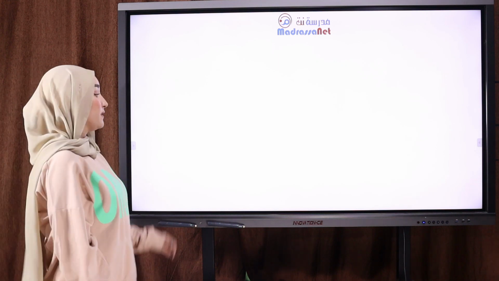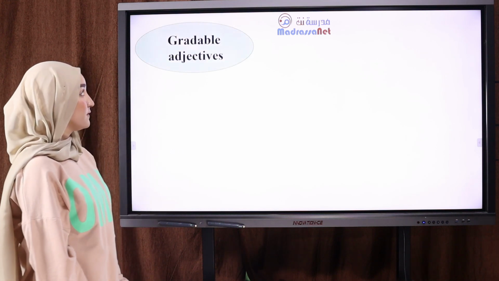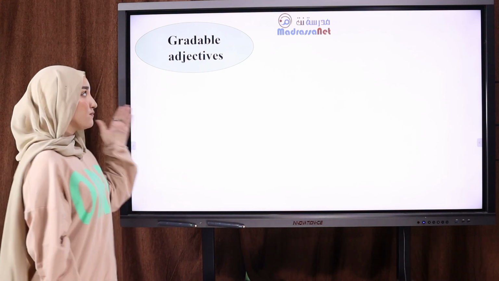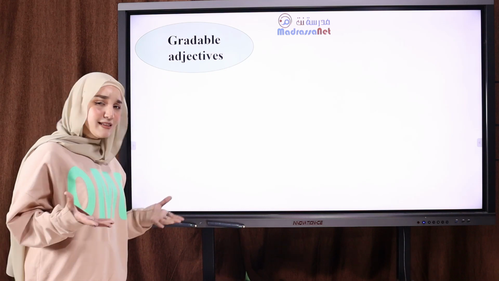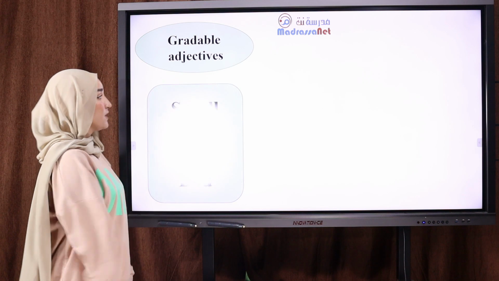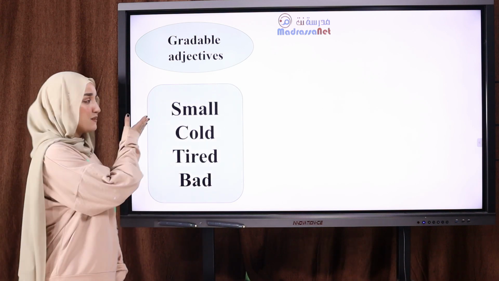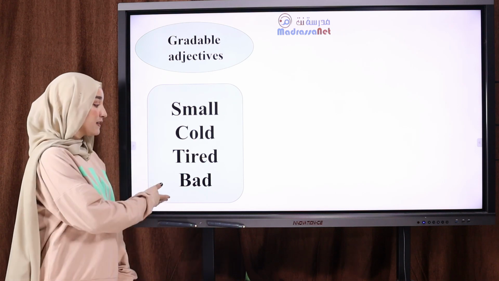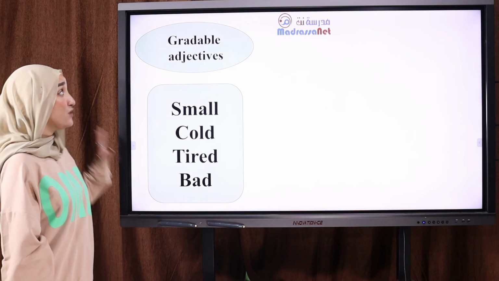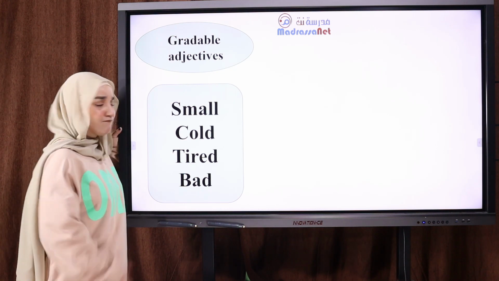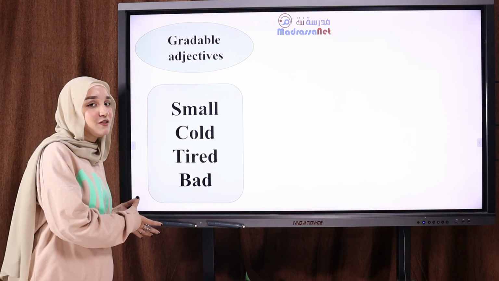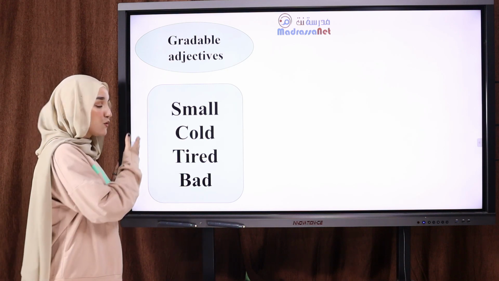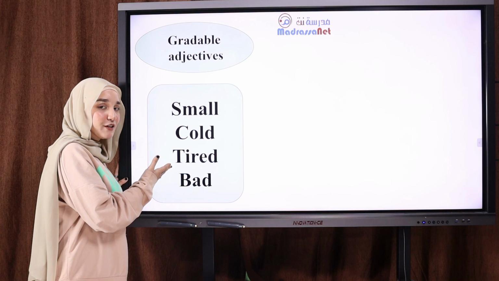Let's take a look at the 2 types of adjectives. So, normal adjectives, also known as simple ones, basic adjectives. Here are some words. So we have small, cold, tired, and bad. Okay? So these are called gradable adjectives. Normal adjectives, simple adjectives. So we can use modifiers. We can say very small or really cold or extremely tired.